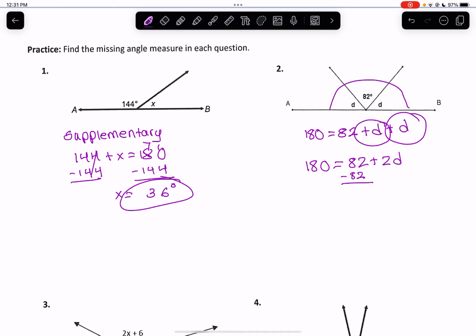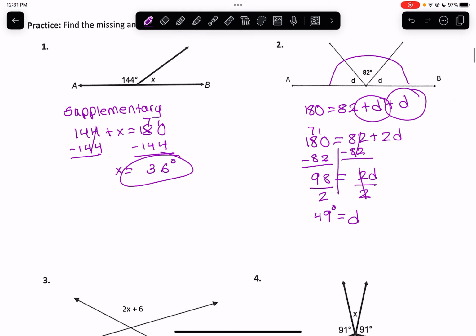Next I subtract 82 because I want the variable by itself. I get 98. Last step, get rid of the 2 by doing the opposite. Divide by 2. I should get 49. So D is equal to 49 degrees.